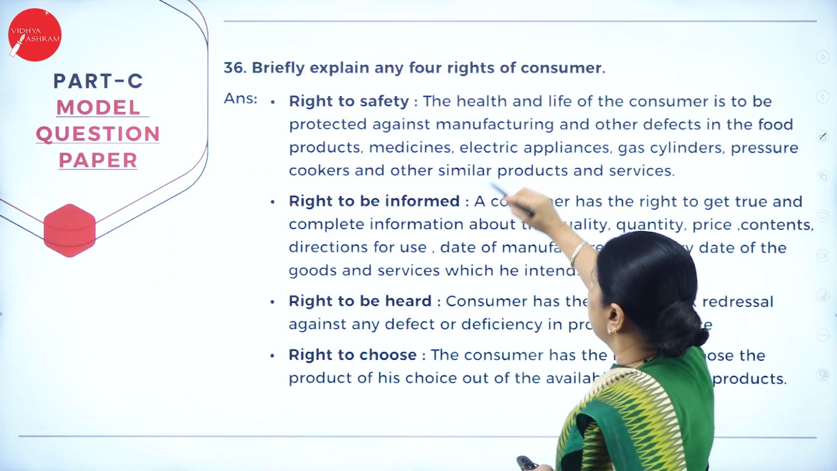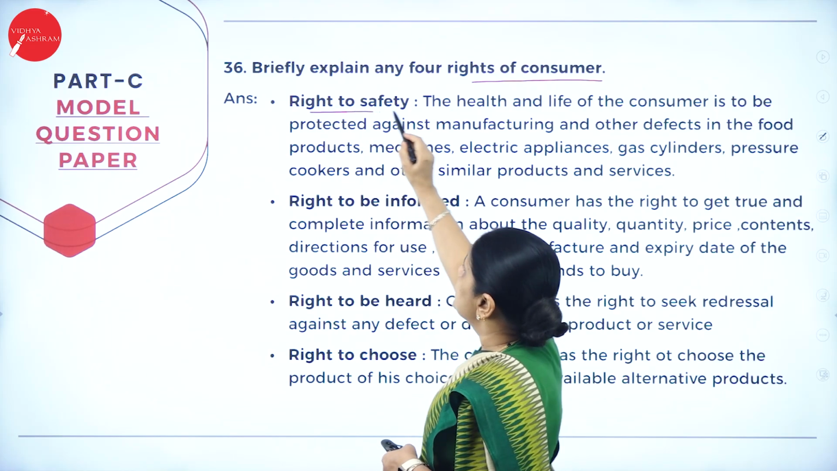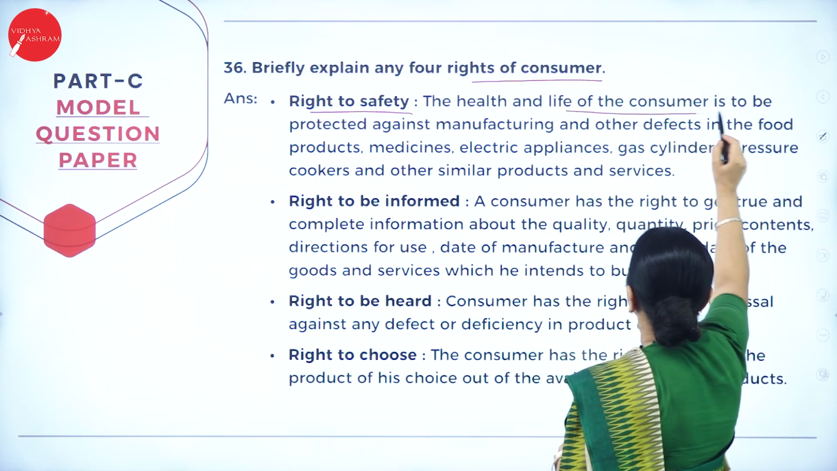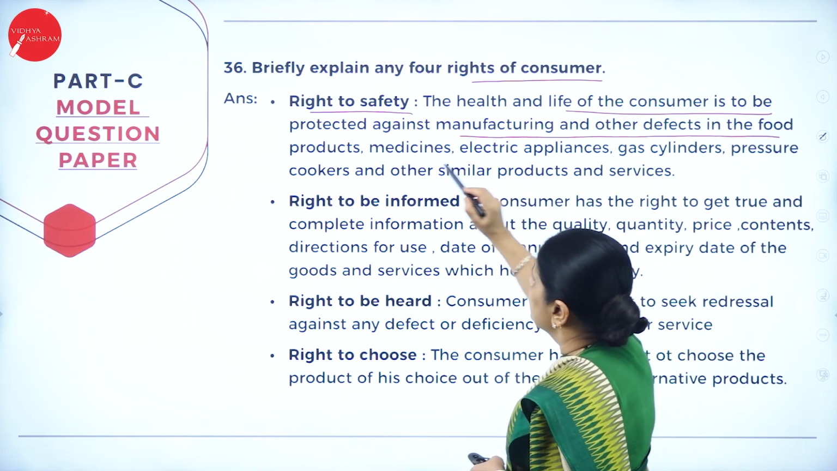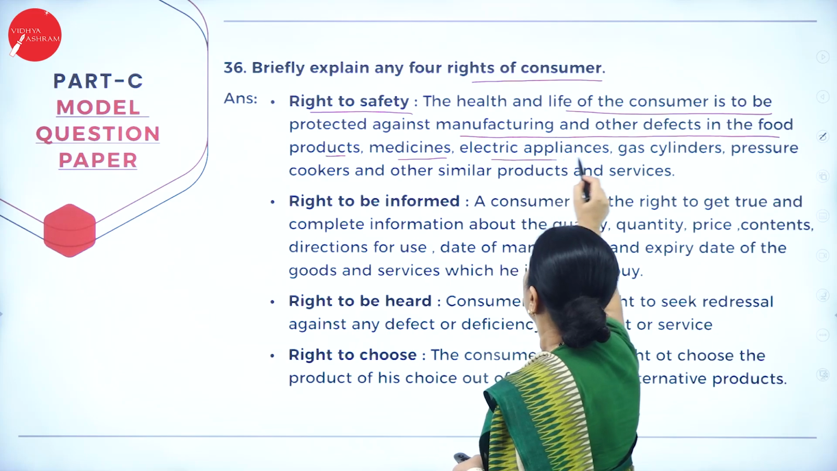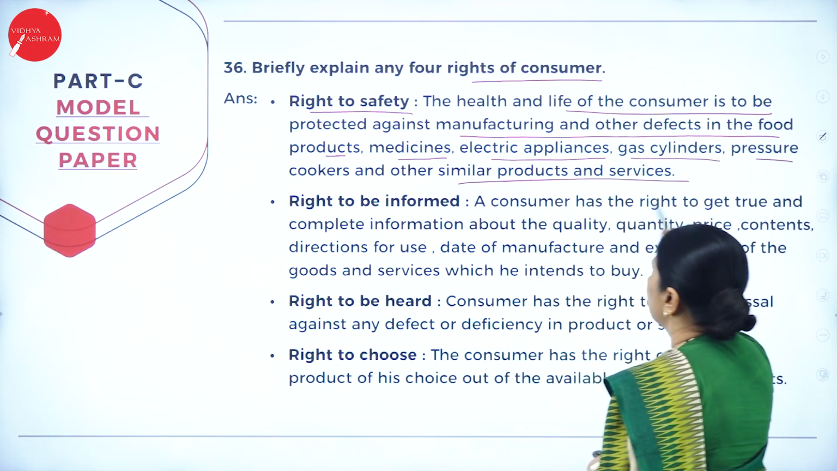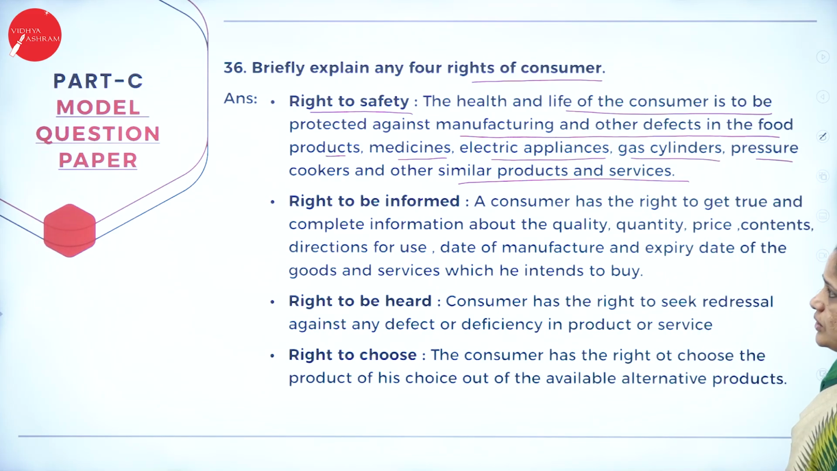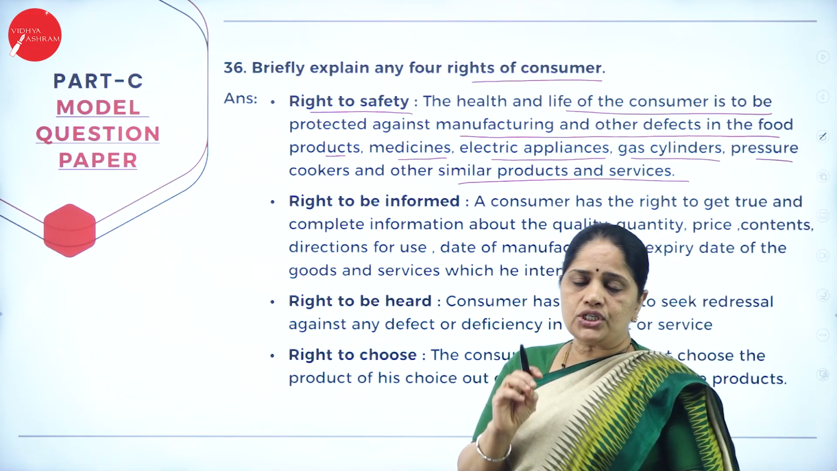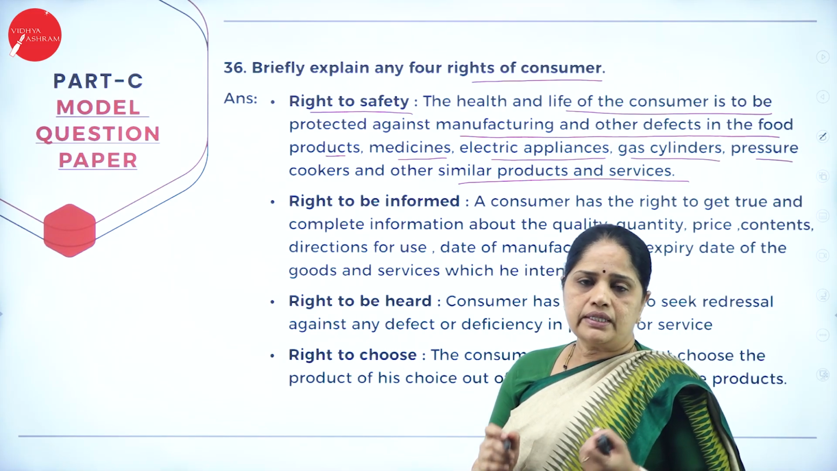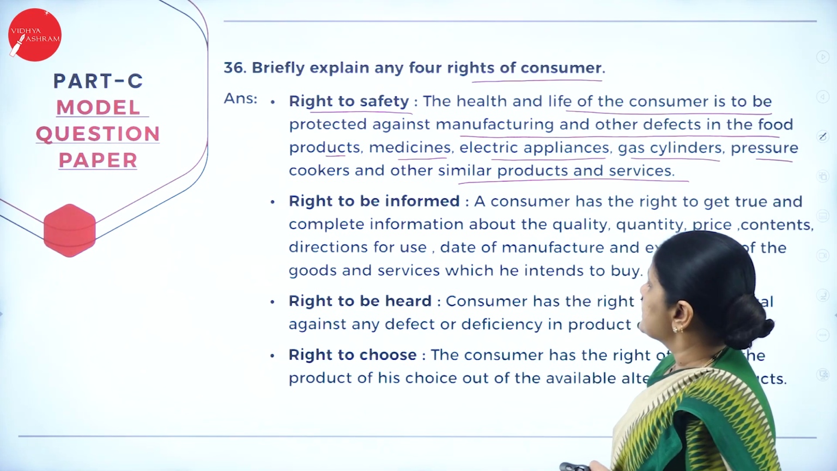Next, briefly explain any four rights of the consumer. The first right is right to safety. The health and life of the consumer is to be protected against manufacturing and other defects in the food products, medicines, electrical appliances, gas cylinders, pressure cookers, and other similar products and services. So right to safety means you have to explain what are those products which ensure the safety of the consumer. That is the food products, medicines, electrical appliances, etc.